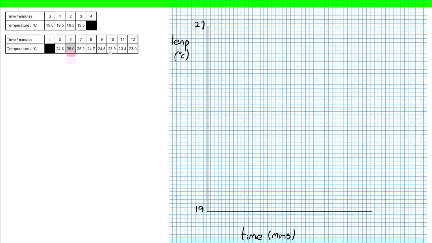So if I plot the data, what we find is a plot that looks a little bit like this. Now, that could be something you'd be asked to do in an exam. There might be 2 marks for plotting points correctly. You'll notice that there is no point plotted at minute 4 because the temperature was not taken.